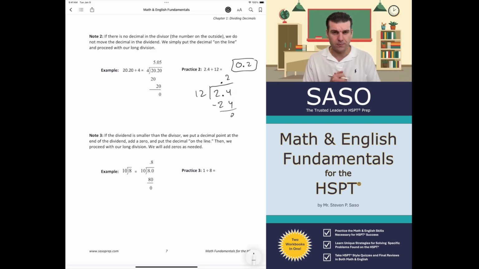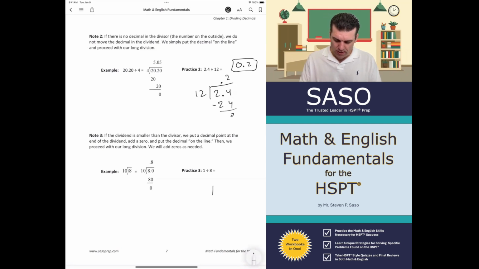Okay, let's read note 3 together. If the dividend is smaller than the divisor, if the number on the inside is smaller than the number on the outside, what do we do? Well, we put a decimal point at the end of the dividend, add a 0, and put the decimal on the line. Then we proceed with our long division, and we will add zeros as needed. So let's look at practice 3 here. So 1 divided by 8.